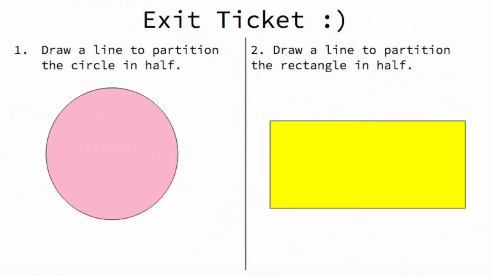For your exit ticket, you can do it on your own piece of paper and then upload it to your Class Dojo portfolio. Number 1 says draw a line to partition the circle in half. So on your paper, draw a circle and then draw a line down the middle to make it in half. Number 2, draw a line to partition the rectangle in half. So same thing, draw a rectangle on your paper and then draw a line to split it in half.